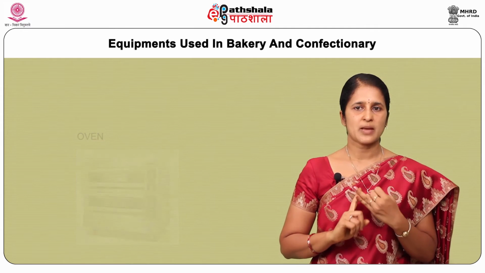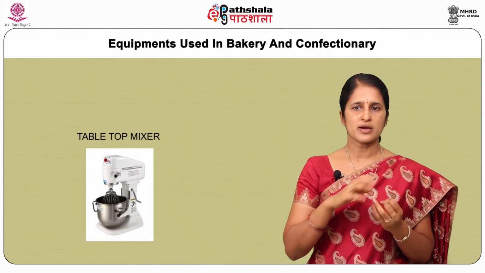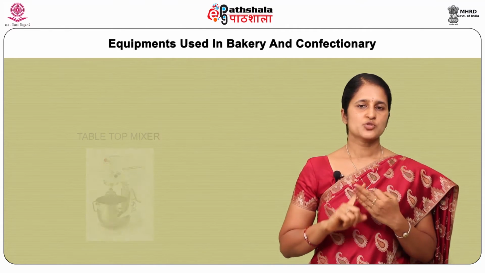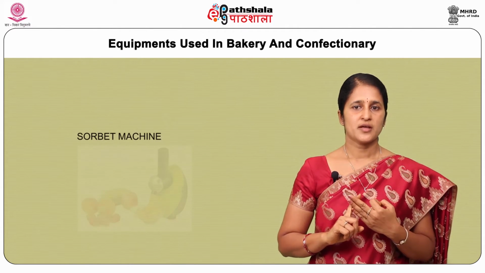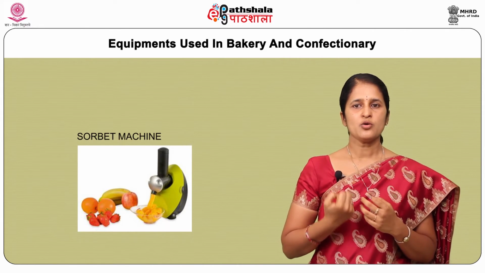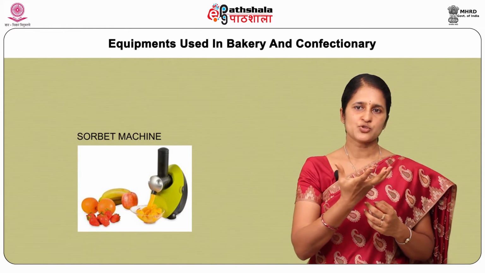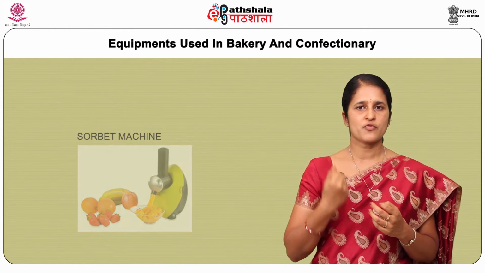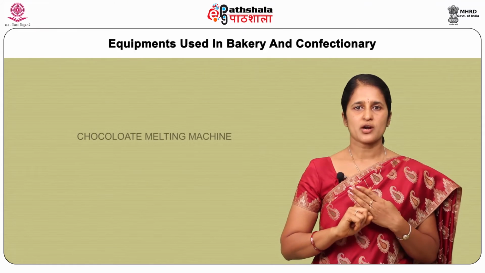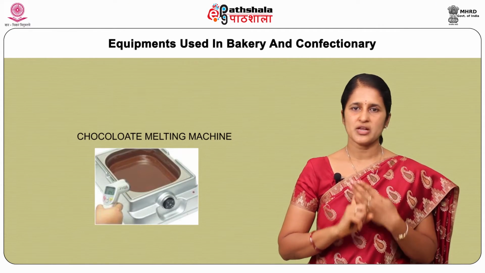The next one is tabletop mixer. It is used for mixing batters or kneading the dough. The next one is the sorbet machine. They are designed to churn the fruit purees along with the sweetening and other flavorings. So this helps to extract the purees from the fruit. The next one is chocolate melting machine. They are used for melting the chocolates especially.